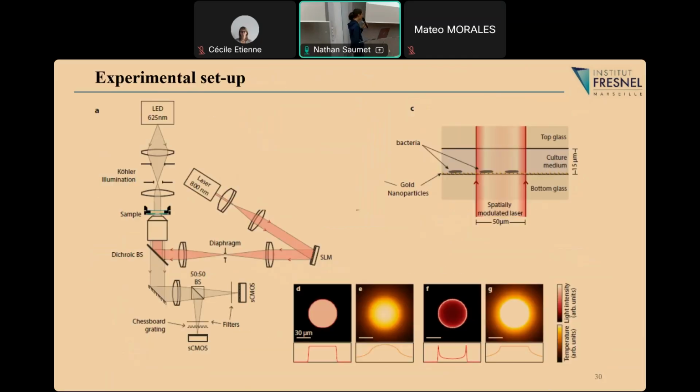So the experimental setup was this one. So we have the sample here, which is hit by the laser. We can change the shape of the laser beam due to a spatial light modulator. It was sent here on the sample. Then the LED here was used for the wavefront distortion and sent on the camera. So at the scale of the bacteria, let's say we are like this. We have the laser here, which is shining light on only some bacteria, and we want to observe them alive.